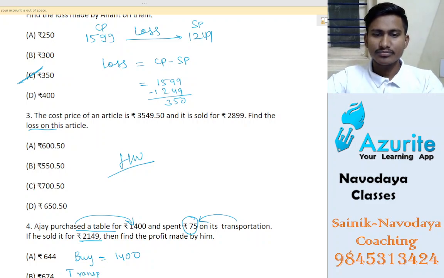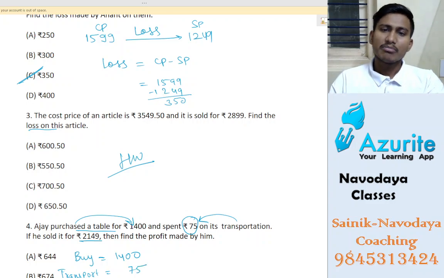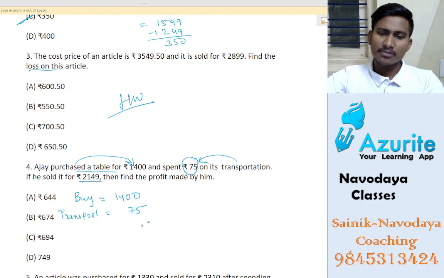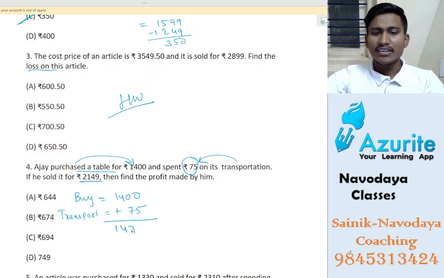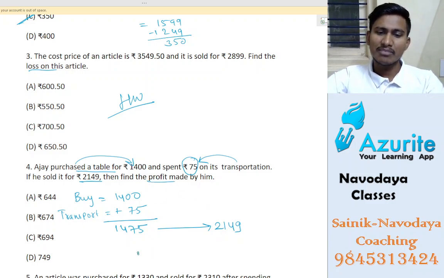Transportation is how much? 75 rupees. Means the total price will be how much? 1475. This is the cost price now, and it is sold for 2149. It is a profit now. So profit, how do we find? Subtract it, right?